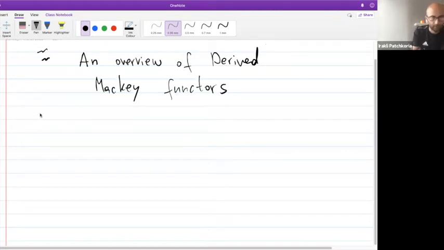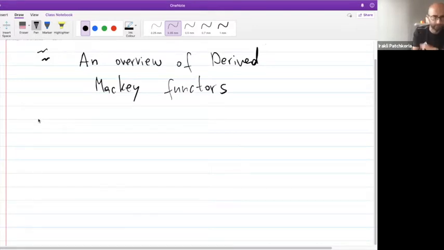Please feel free to interrupt anytime if you have any questions. So this is mostly an overview of derived Mackey functors. I will probably very briefly mention some things I've done myself with some other people, but I just want to give a story about where these things came from.